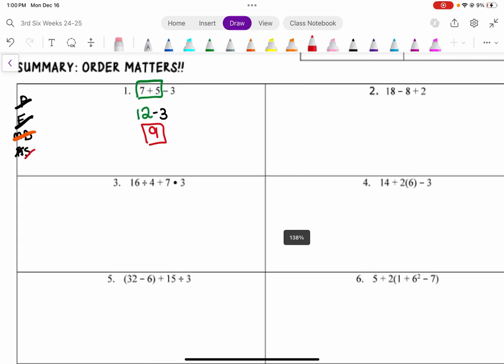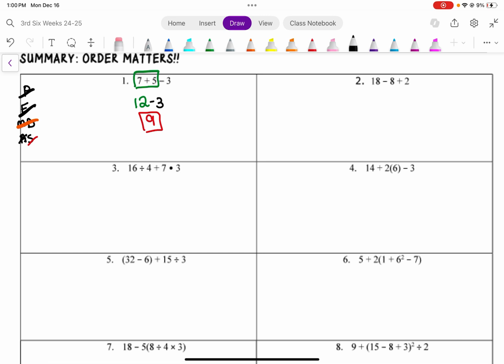All right, so now let's look at number 2. Parentheses, exponents, multiplication, division, addition, subtraction. Remember, you can always pause the video and solve it, and then you can see what I ended up with. So now I'm going to look to see what is first. 18 minus 8. So I'm subtracting first here. So then that would be 10. I'm going to bring down the plus 2. So now I'm going back to addition. And now I'm going to add. And now I'm going to have 12. And that would be my answer.